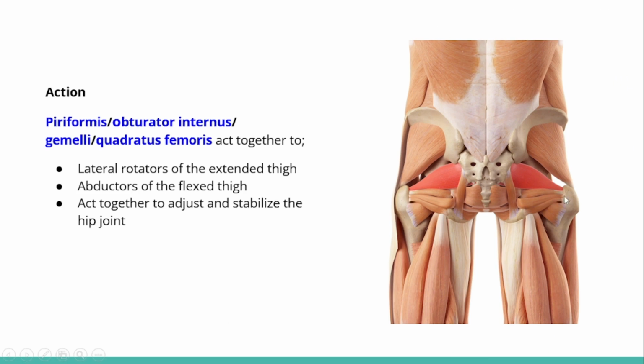So if you imagine, when all these muscles contract, they rotate the femur laterally when the thigh is extended. When the thigh is flexed, this muscle acts as an abductor also, and acts together to adjust and stabilize the hip.